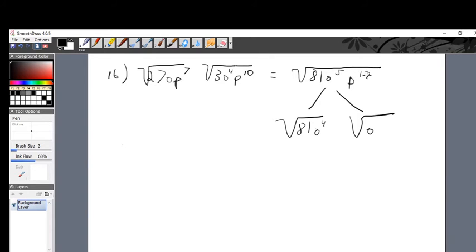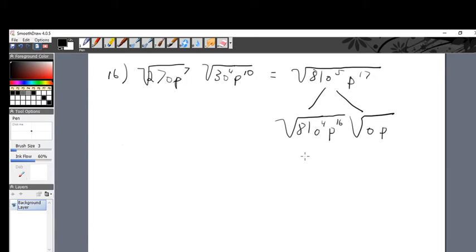P to the 17. What's the highest number beneath 17 that's divisible by 2? Answer, 16. 16 divided by 2 is going to be perfectly clean there. So P to the 16. What's the leftover? Plain P, P to the 1. 16 plus 1 is 17. Here are my leftovers. Here are my perfect squares.